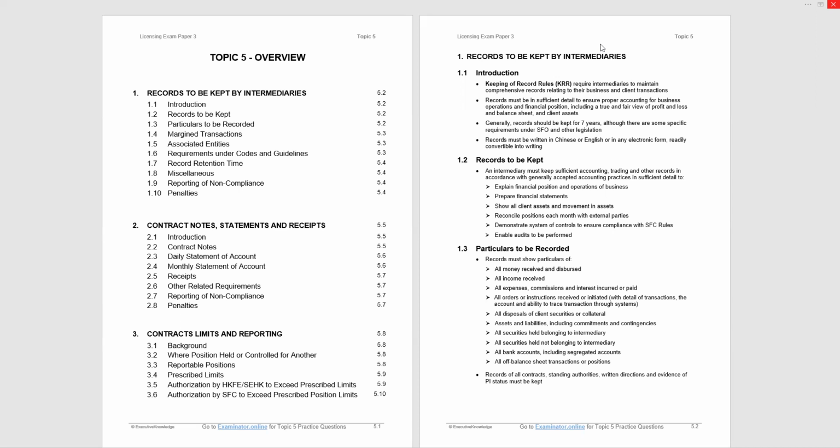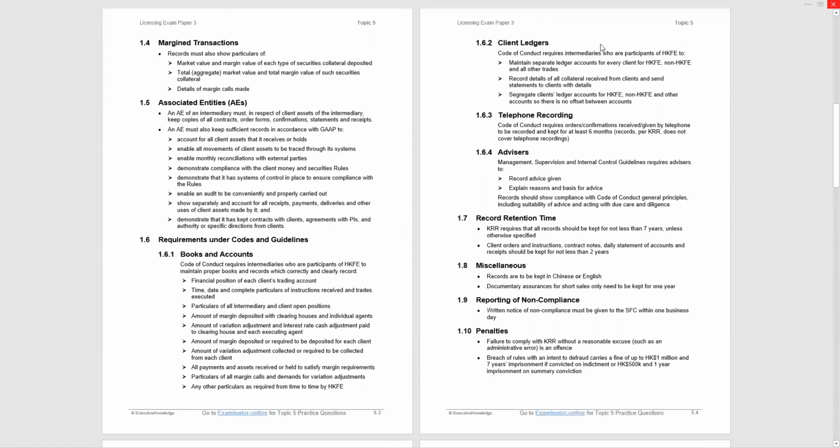But then we get into some of the particulars that should be recorded under the keeping of record rules, and we're told the particulars should be there of all money received and disbursed, all income received, all expenses, commissions, etc. I don't think there's anything there that is unusual. Right at the bottom, last bullet point, page 5.2, I have seen this examined as a specific question. Records of all contracts, standing authorities, written directions, and evidence of professional investor status must be kept. So keep those points in mind.